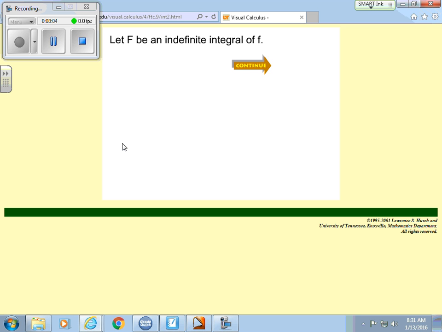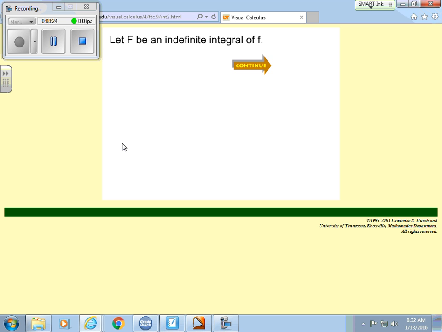Do not write anything on this slide down. It is the proof behind the second part of the fundamental theorem of calculus. You don't need to know it. You don't need to do it. I just want to show you where it comes from. So this is more just for fun.